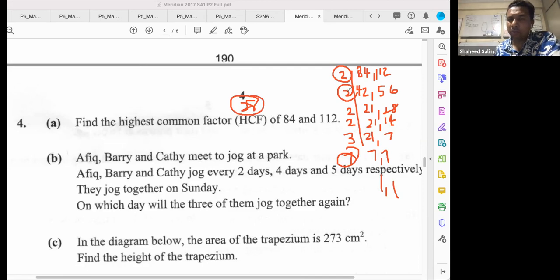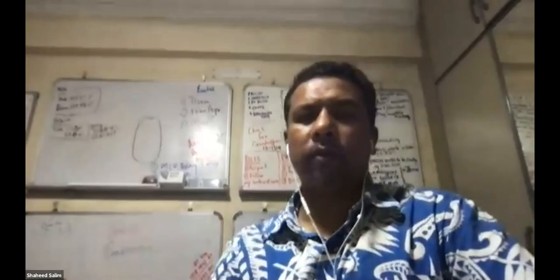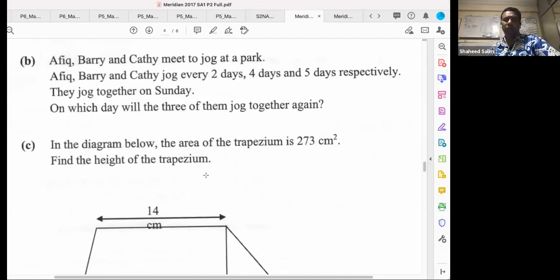Now if you take 2 times 2 times 2 times 2 times 3 times 7, that's your LCM. So with this method, you can do both LCM and HCF in one shot. Okay, so the answer is 28. I'm not too sure whether I want to get you to do... Okay, don't do 4B yet. It's an LCM question. We come to that in a moment.